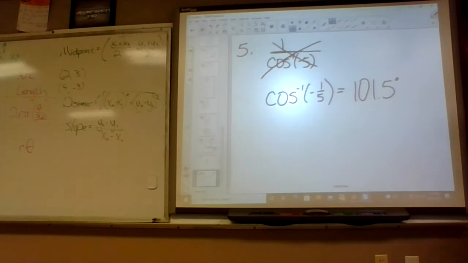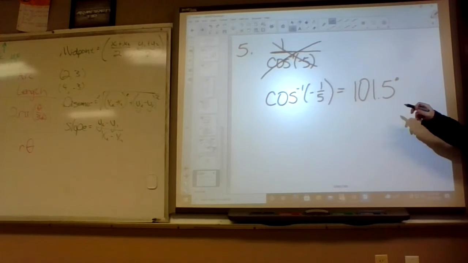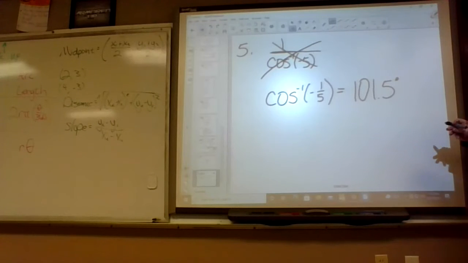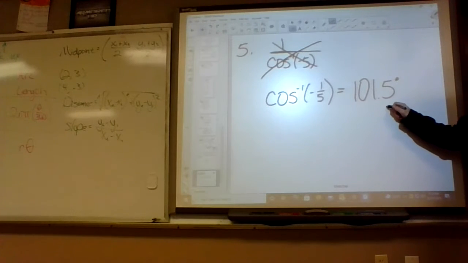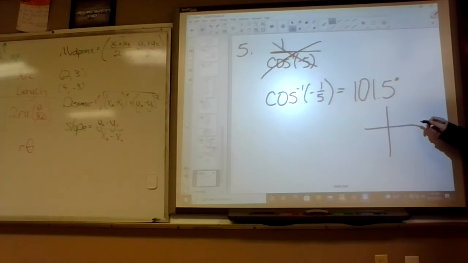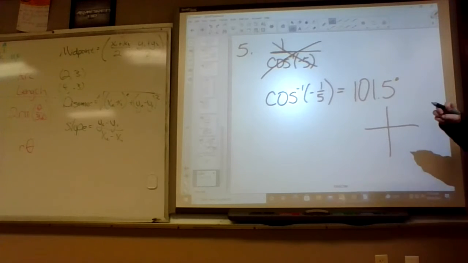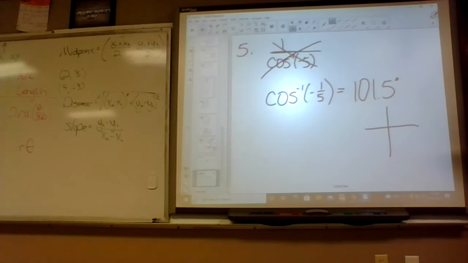All right, do you guys remember what quadrant? I did not get 101.5. Cosine inverse of negative 1. Sounds like a radio station. I go with the math and got it. All right, the calculator's still in degrees, I think. Oh, I did dumb. Never mind.